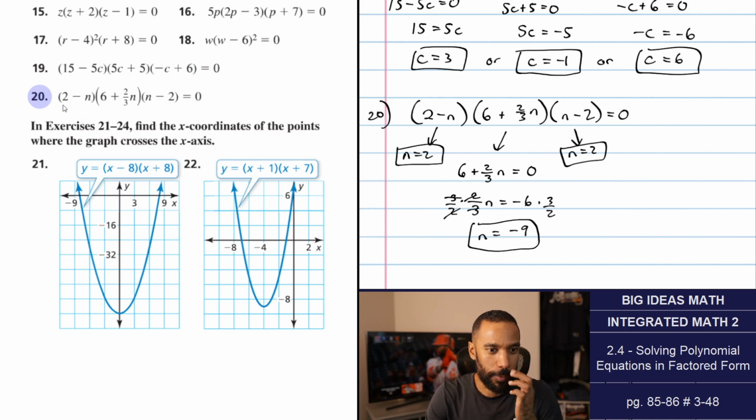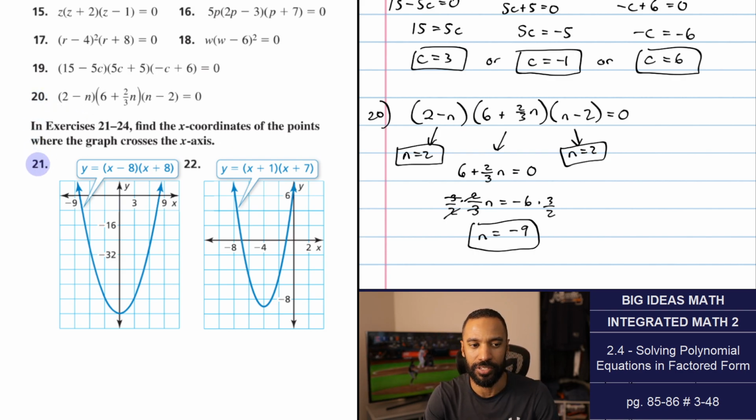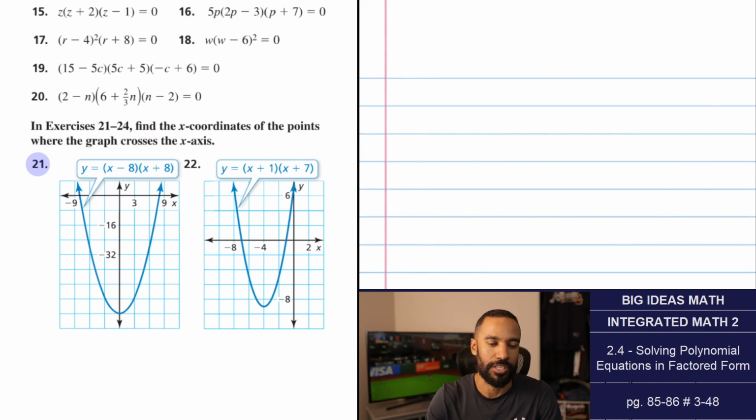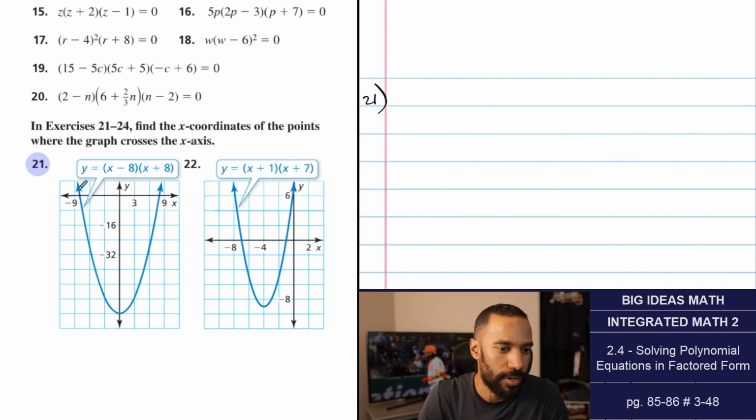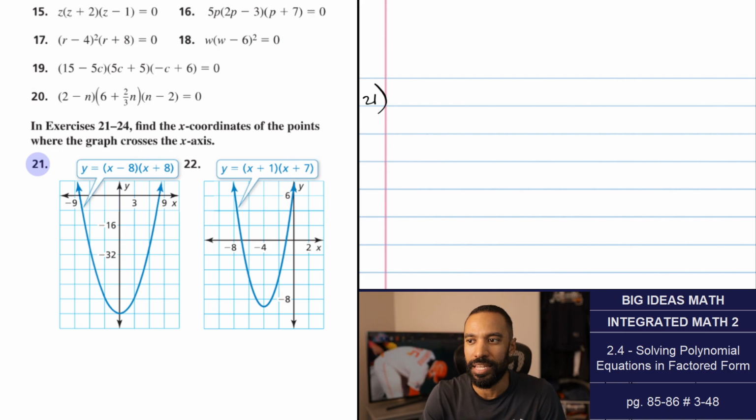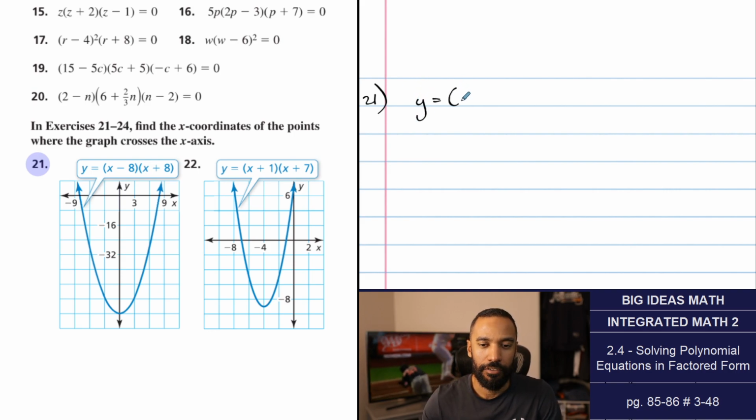In exercises 21 to 24, let's find the x-coordinates of the points where the graph crosses the x-axis. Now they give you a drawing, and I think they're really setting up the concept of what we'll be dealing with when we do graphing eventually. I think it's in chapter 3. But here it says find the x-coordinates of the points. They give you an equation, but the idea is that x-intercepts are values of x when y equals 0.